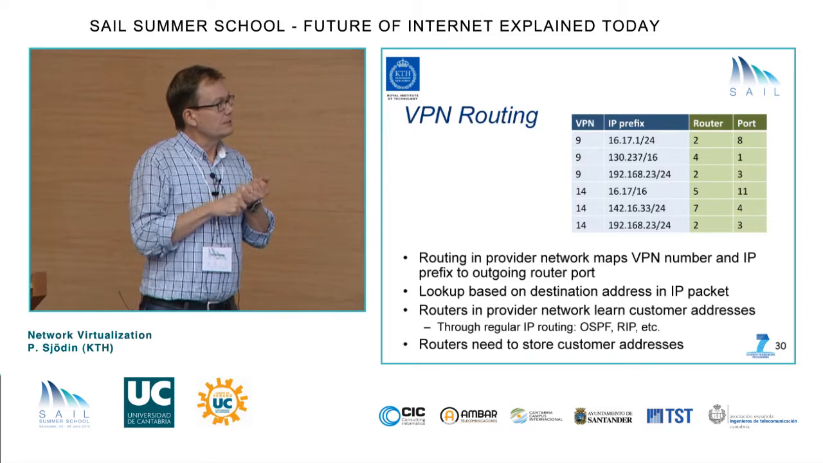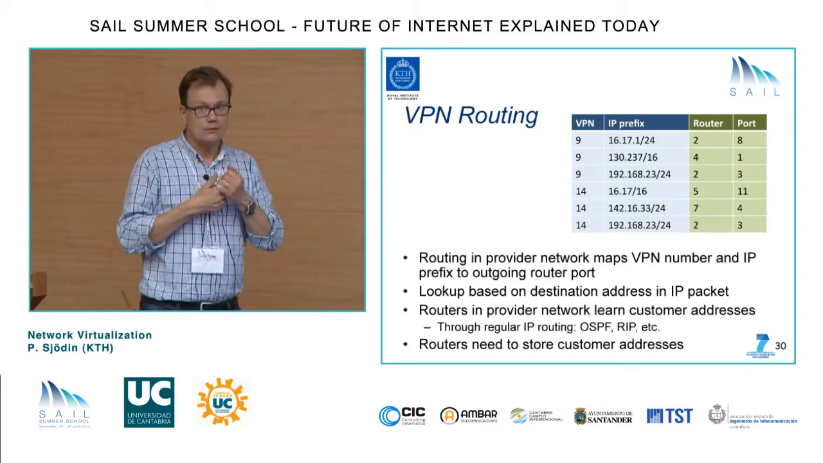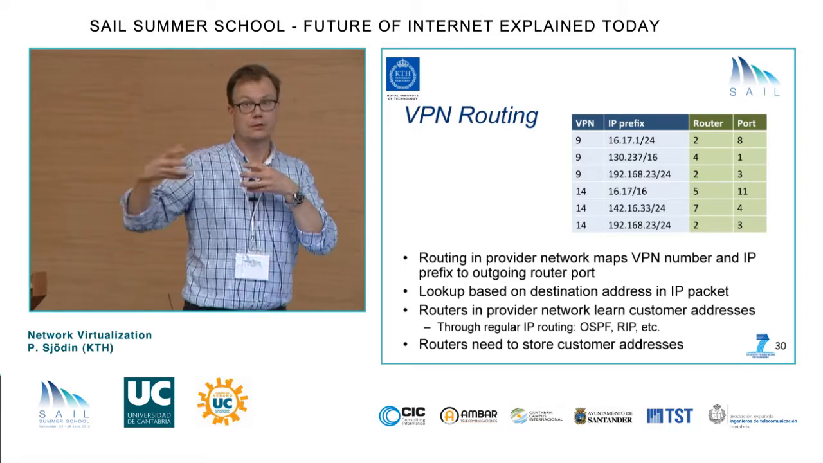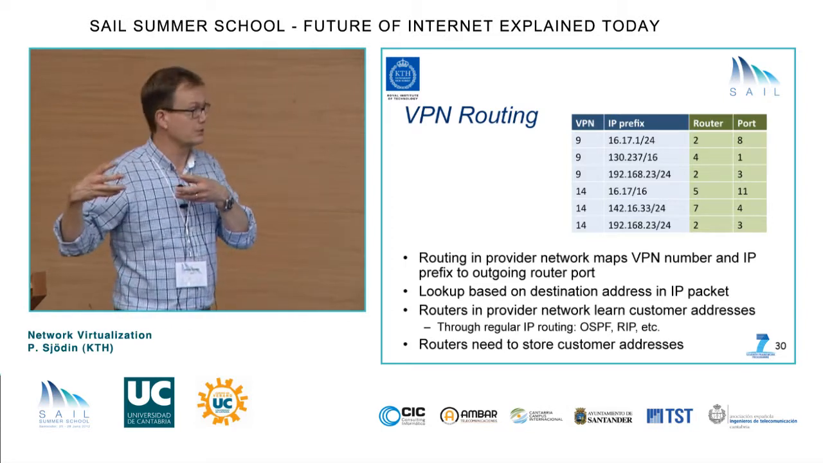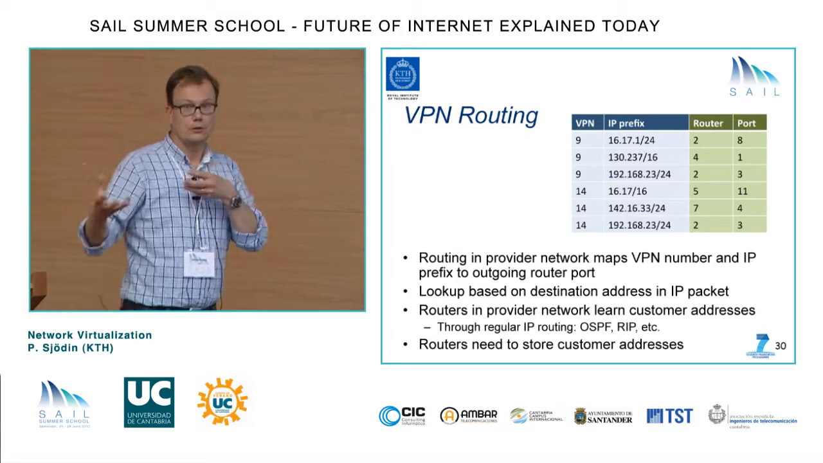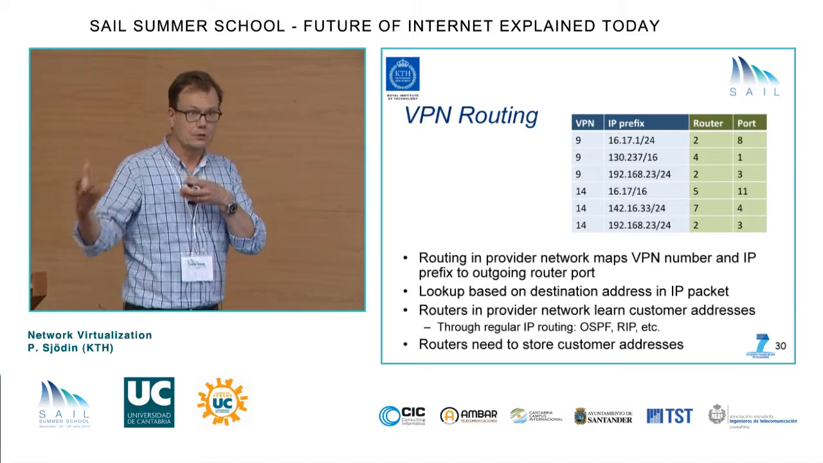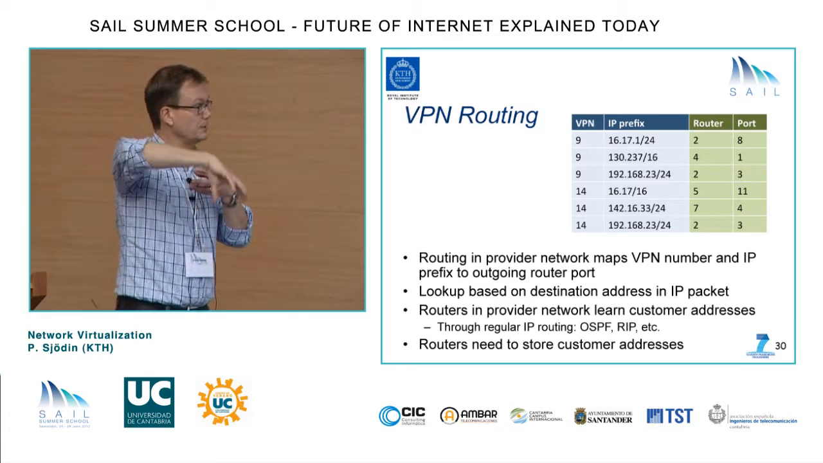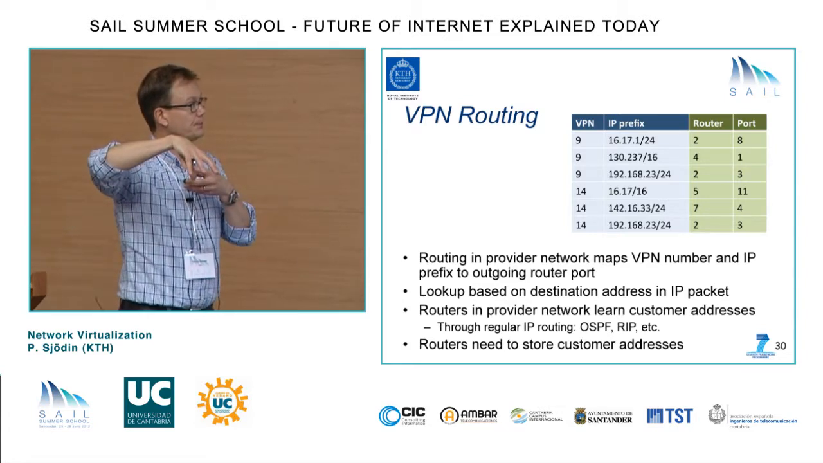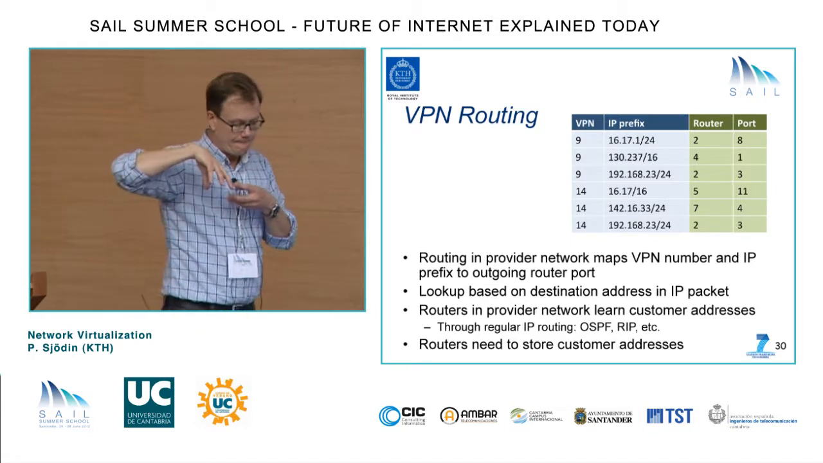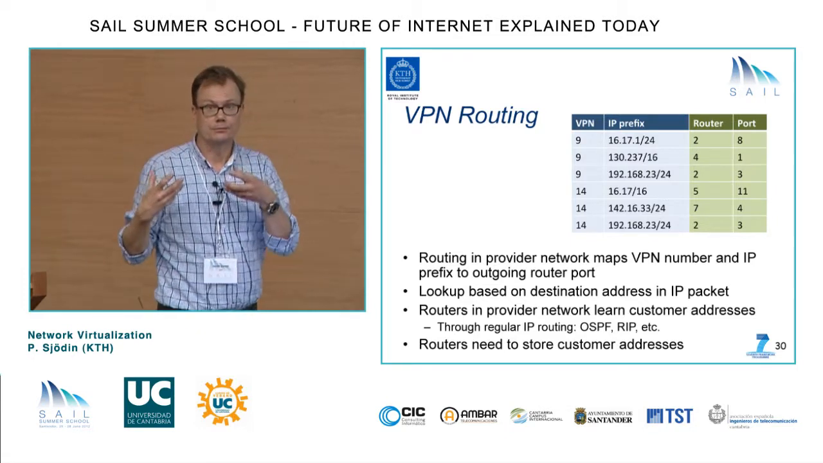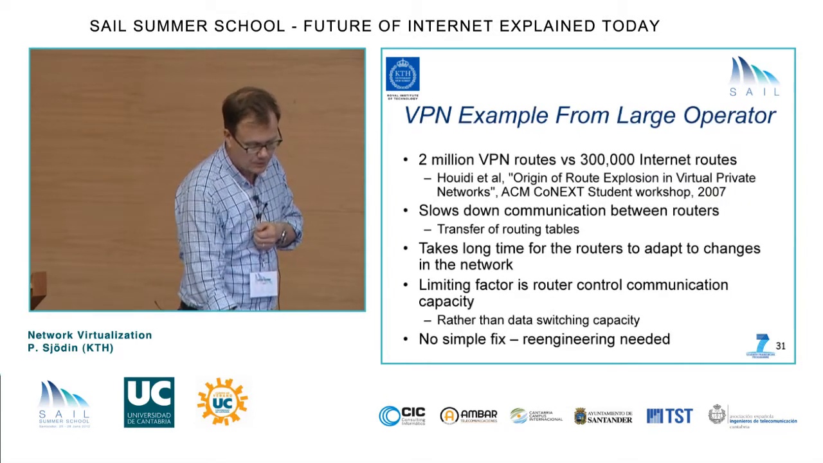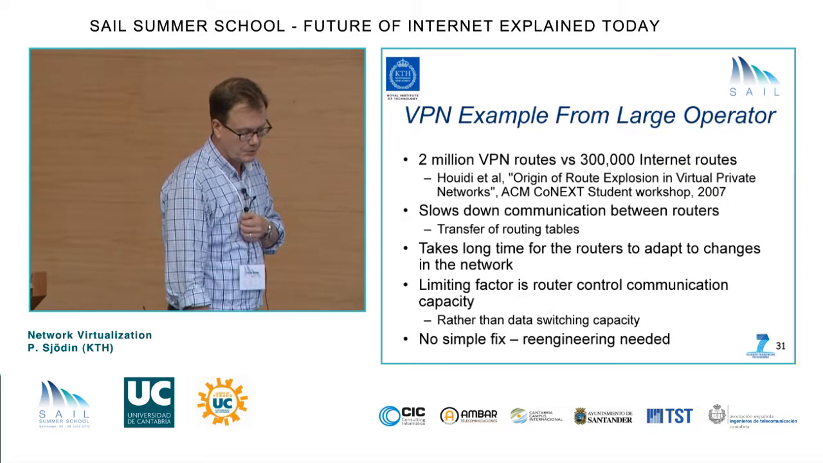And it means that in order to achieve this, our PE routers need to communicate using the standard routing protocols with the customers to learn all the customer addresses, all the IP prefixes that the customers are using inside their VPNs. And those need to be stored in the routing table inside the router. And this turns out to be a bit of an issue.